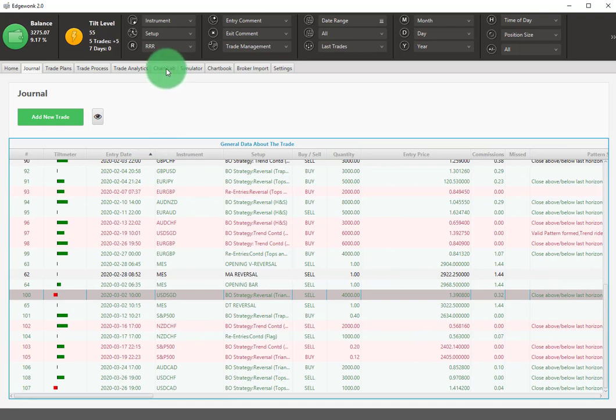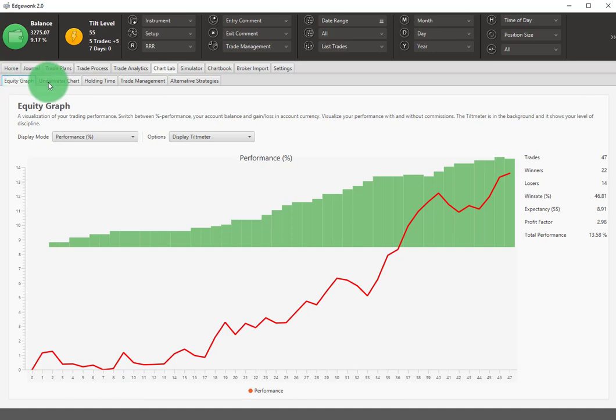Now let's take a look at the chart lab and see how well the trader is doing when we analyze the graphs. You want to start with the equity graph, and you can see the very nice positive performance that we have seen previously. There are also no big swings, so not a lot of volatility in this performance, which looks great.